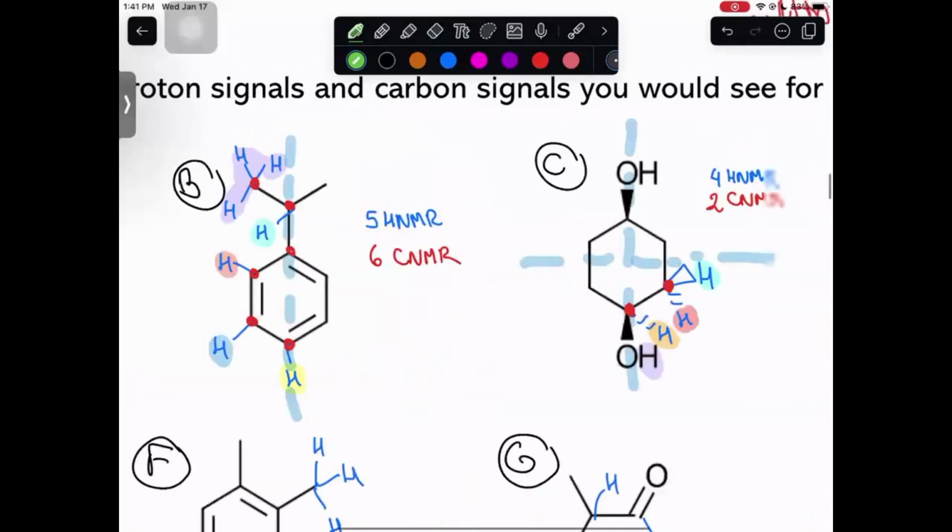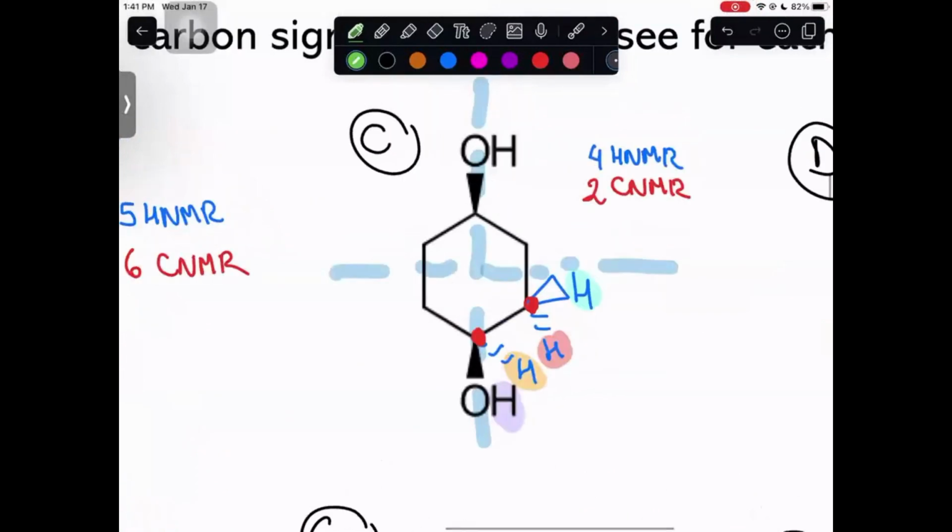Okay, looks like we're good. Now, same process for molecule C. The main difference between this molecule and the rest of them was that stereochemistry was shown.